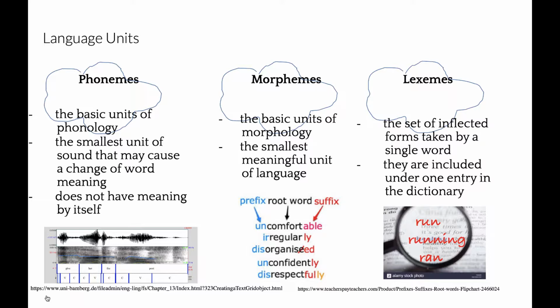Morphemes are prefixes and suffixes, and there are some morphemes that are individual words, such as eat or water. Lexemes are the set of inflected forms taken by a single word. For example, members of the lexeme run will include run, the uninflected form, running, an inflected form, and ran. Another way to think about lexemes is that they are the set of words that would be included under one entry in a dictionary. So running and ran would be found under run.